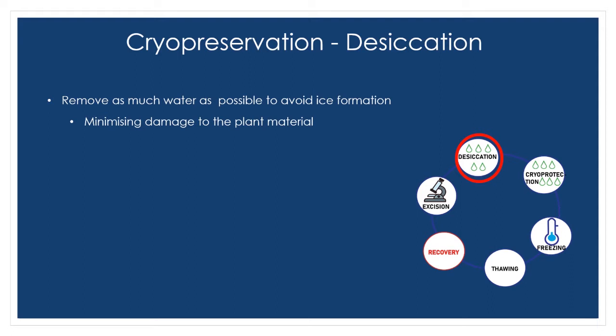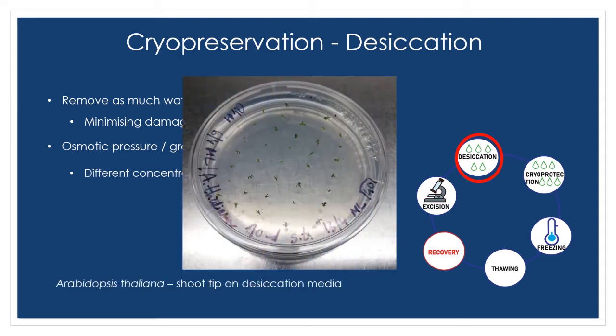So basically, our desiccation media has a high concentration of different types of sugars, and when shoot tips are put onto the desiccation media, these sugars create an osmotic pressure, and in that way make the water get out of the plant cells and make them, let's say, dried out. And here in the picture we can see Arabidopsis thaliana shoot tips, which are placed on the desiccation media.